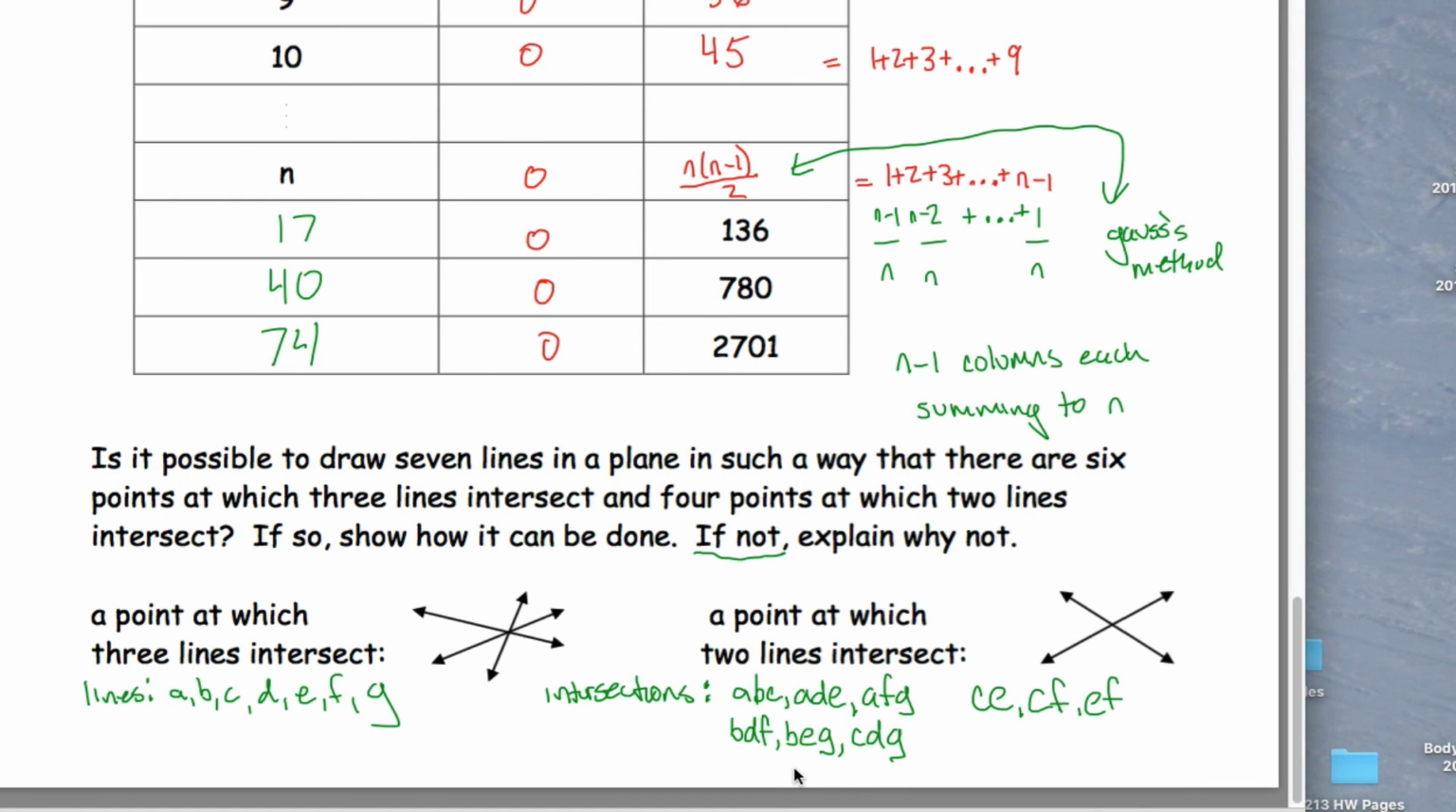If F and G work, my solution works. If not, that's my last possibility. Nope, it doesn't work right here. So it ain't going to work, right?